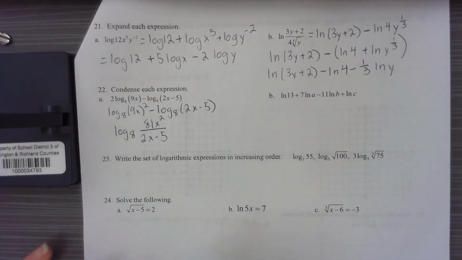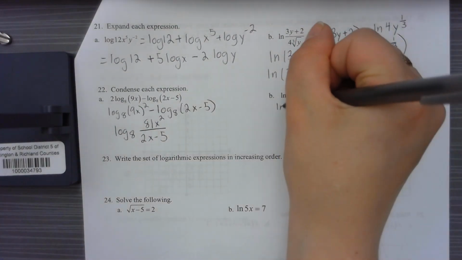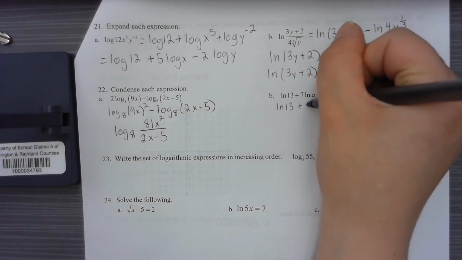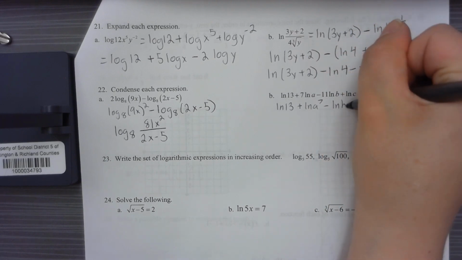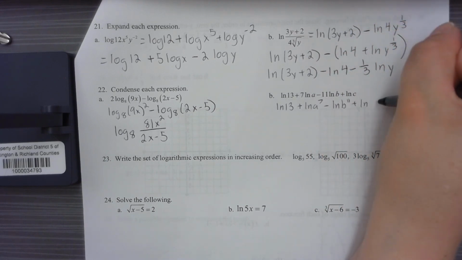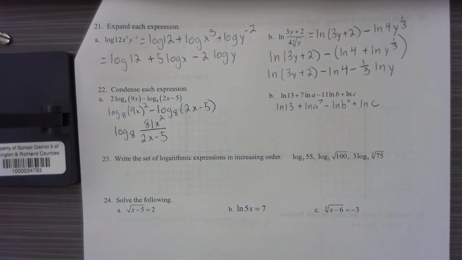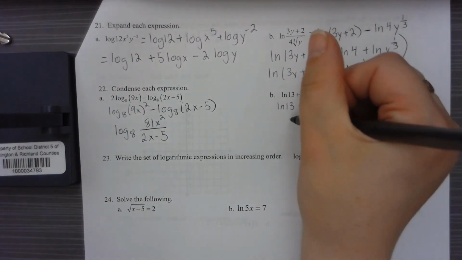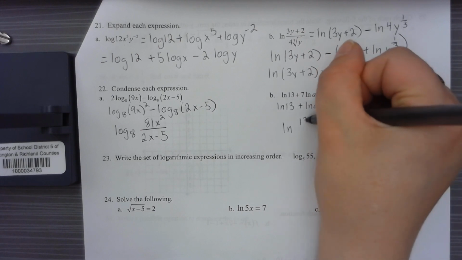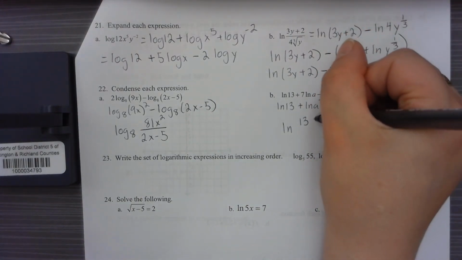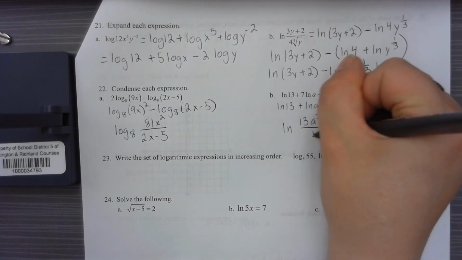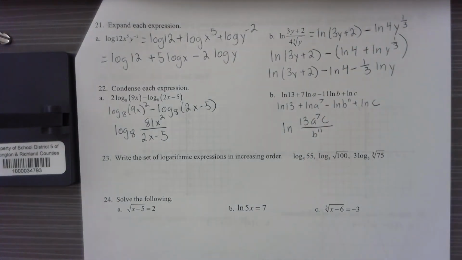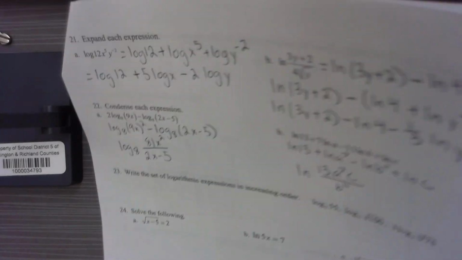So again, in the next one, the positives go in the numerator, the negatives go in the denominator. So first thing I'm going to do is make sure I turn those coefficients into exponents. And so then the positives go in the numerator, the negatives would go in the denominator. So this would turn into ln 13, because that's positive, a to the 7th, because that's positive, c, because that's positive, all over b to the 11th, because that one is the negative piece. So it should go in the denominator.